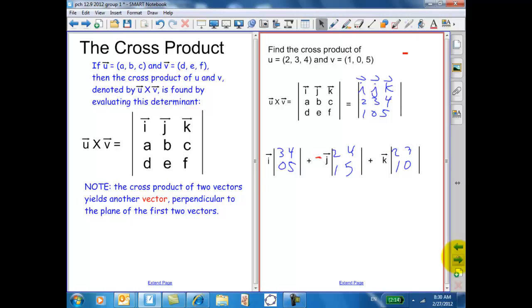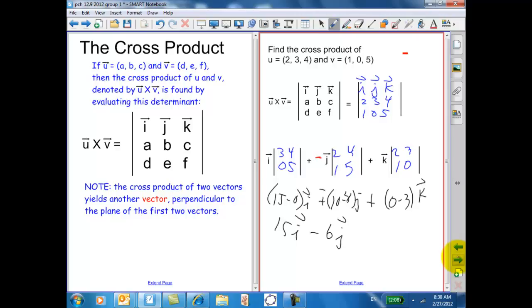So, now you go ahead and figure out each of these. You get 15 minus 0 times I plus 10 minus 4, and it's going to be negatized, times J, plus 0 minus 3 times K. So that's 15 I's minus 6 J's minus 3 K's. And normally I don't leave it like that. We just kept the I, J, and K there as a way of separating out our components. It's a lot easier just to write it as 15, negative 6, negative 3. And that is the cross product.